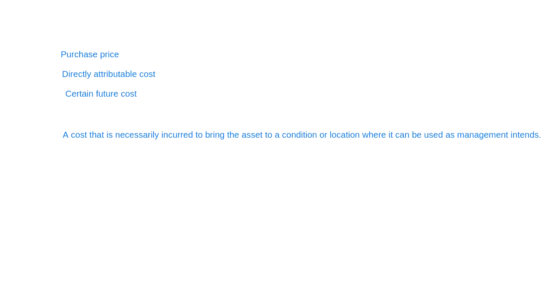So the cost that they estimated they need to incur, which was definitely going to have to be incurred, of 500,000 rands, was then capitalized as part of the cost of the asset, which was the movie studio. Okay, so the cost of property, plant and equipment consists of a purchase price, what you pay for it, directly attributable cost, which we've discussed, and then certain future costs.